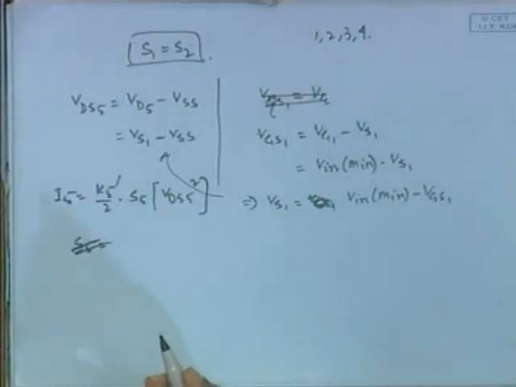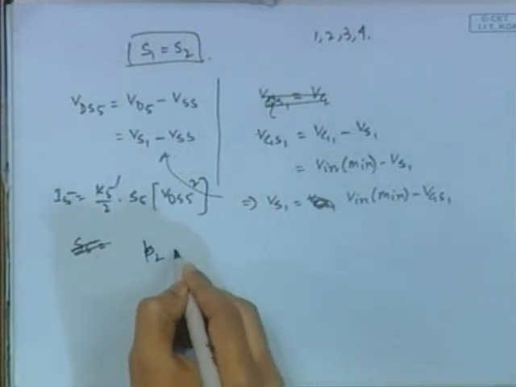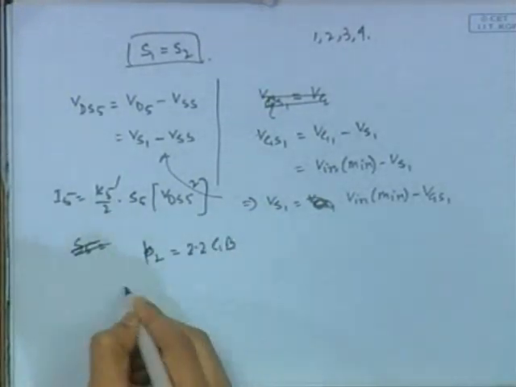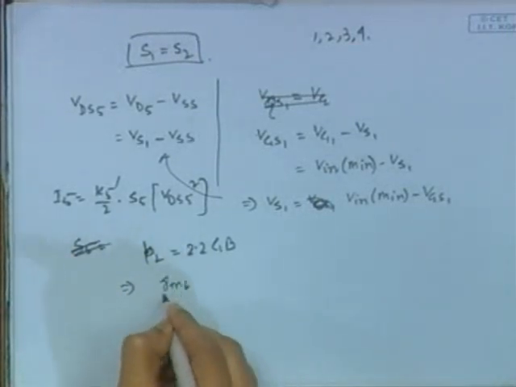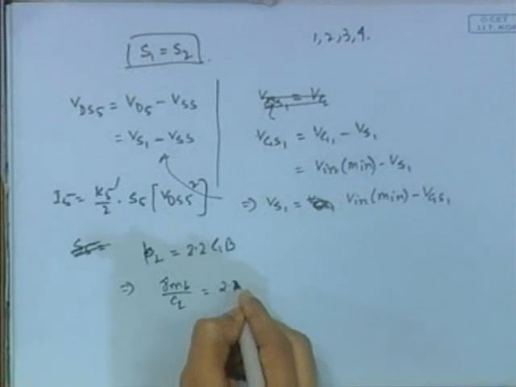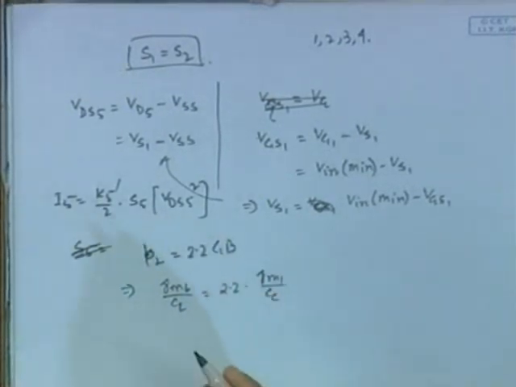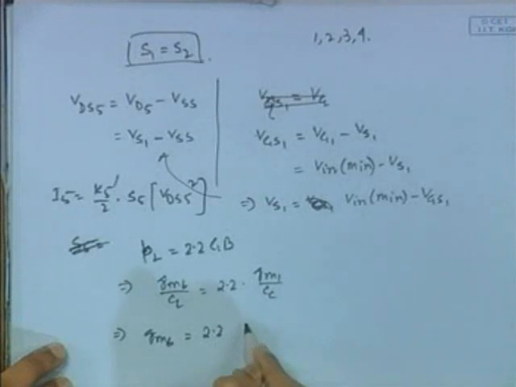Now we will proceed like this: what is GM6? From the formula, P2 equals 2.2 GB. What is P2? P2 is basically GM6 divided by CL. And what is GB? GB is basically GM1. This is a simple formula which I just told you. What is GM6? GM6 is basically 2.2 times GM1 CL divided by CC.